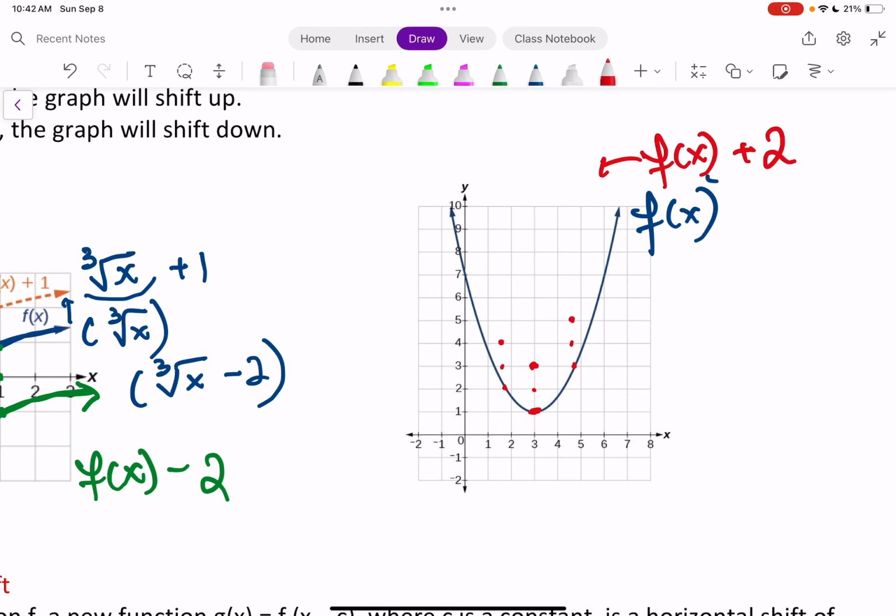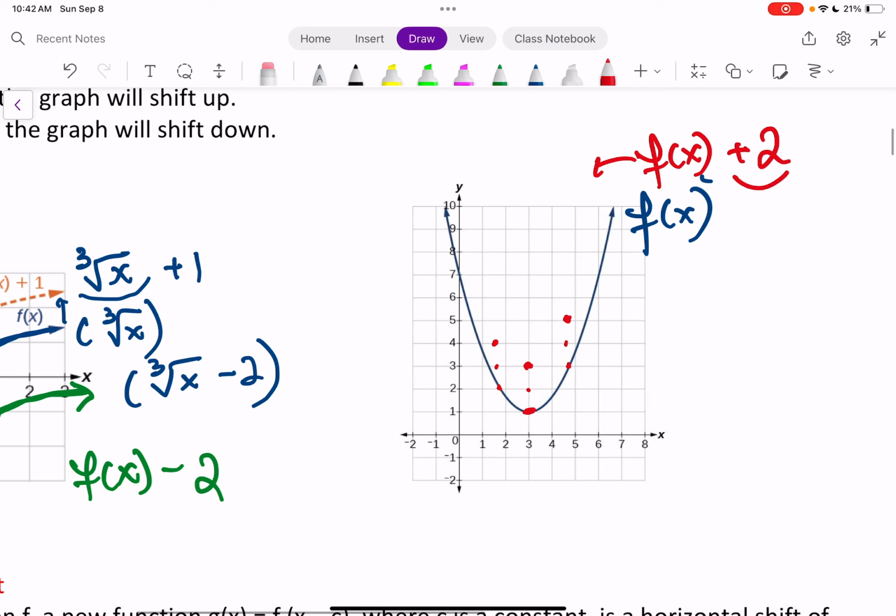Now, we do not change the x's. The change here is in the y values only. So f of x is our y's. This is now y plus 2. So all our y's are moved up 2 units. So the graph is simply going to shift 2 units up.